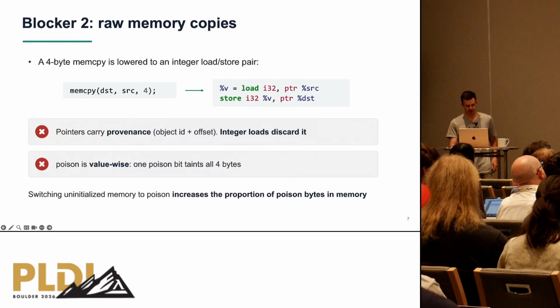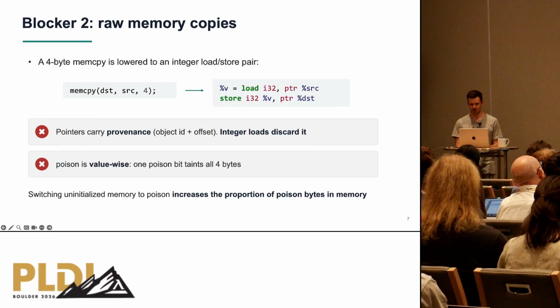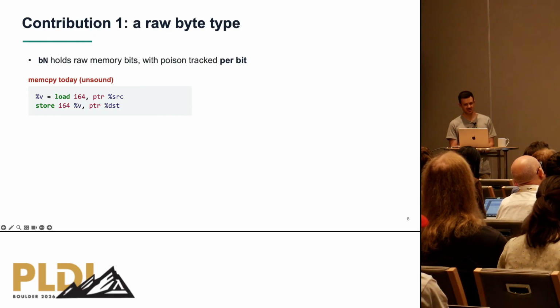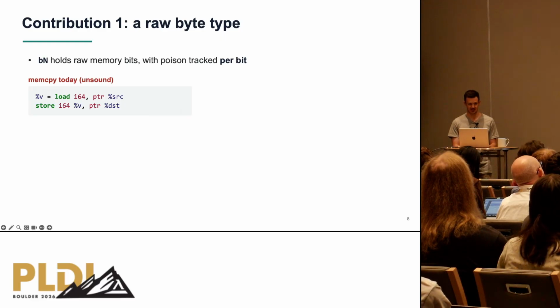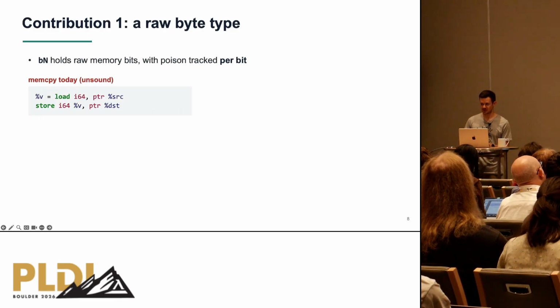So switching an initialized memory to poison would increase the quantity of poison bytes in memory, which would make the raw memory copy problem even worse. So both these blockers boil down to the same problem, which is that LLVM cannot represent raw memory in SSA registers. So that's precisely our first contribution, which is a new byte type that can represent raw memory bits in SSA registers. Additionally, the byte type tracks poison per bit, which means that a single poison bit does not taint the loaded value.